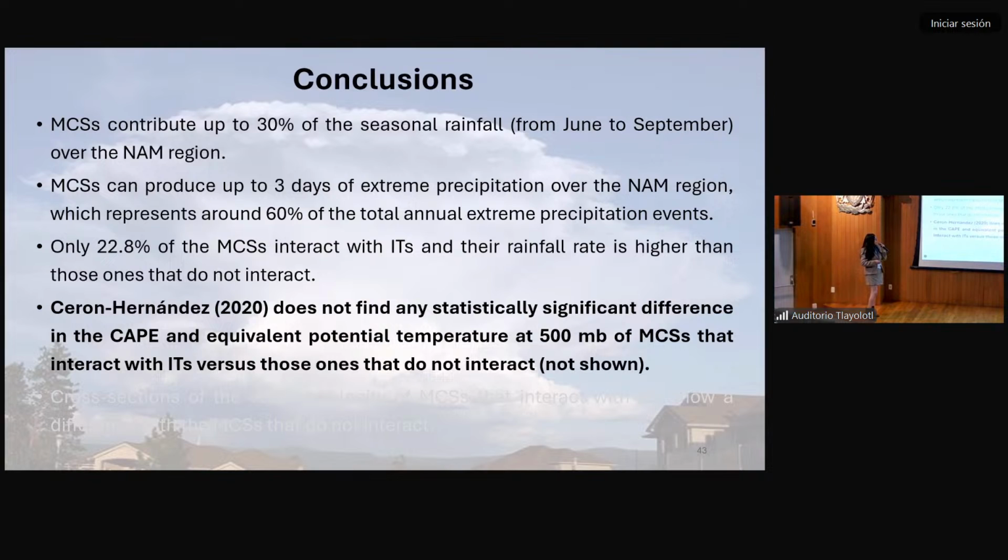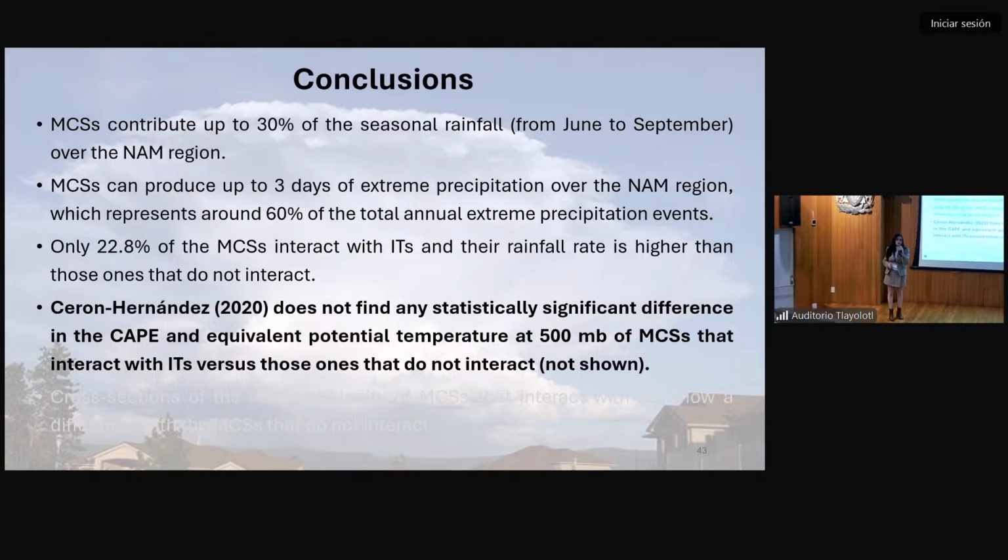In this thesis, Cerón Hernandez does not find any statistical significance in the CAPE, for example, or equivalent potential temperature in the middle levels, of the mesoscale convective systems that interact with inverted troughs versus those that do not interact. I'm not showing these results, but it was kind of funny when you expect to get some interesting results and you get nothing, because we compared the CAPE and the vertical wind shear using different levels, for example just the middle levels and then upper levels. And then we analyzed the equivalent potential temperature.